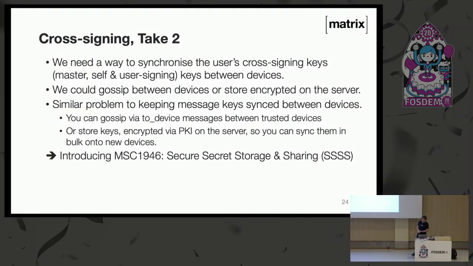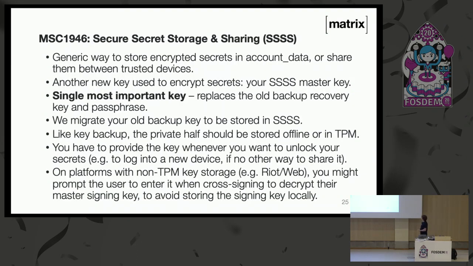So we're doing both. It's called MSC 1946. Always weird how these line up with years. And it's called QuadS, Secure Secret Storage and Sharing. And it works by storing your secrets and your account data in the ancient Matrix API for storing arbitrary data about yourself. And you can also use it for sharing directly between trusted devices.